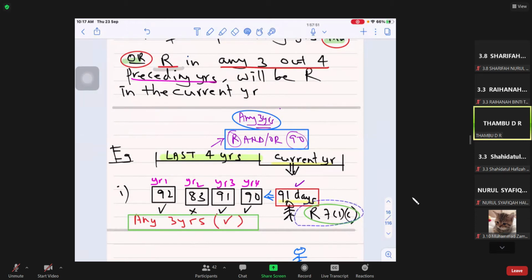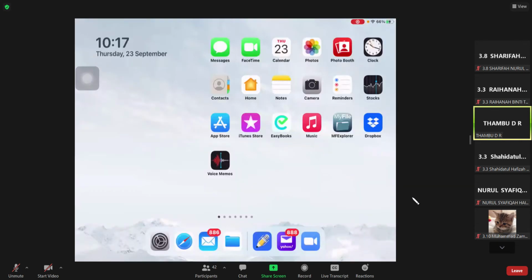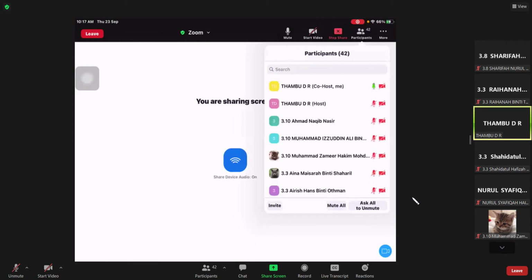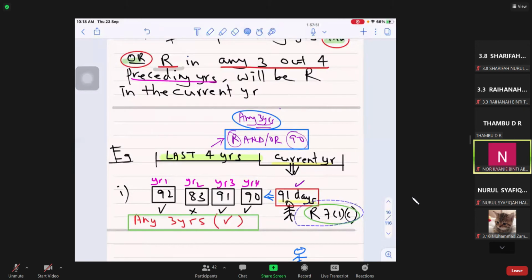Got it? You can see this one. You are a resident. Why? Current year, 90 days or more, plus last 4 years, any 3 years, you got a tick, you are fine.